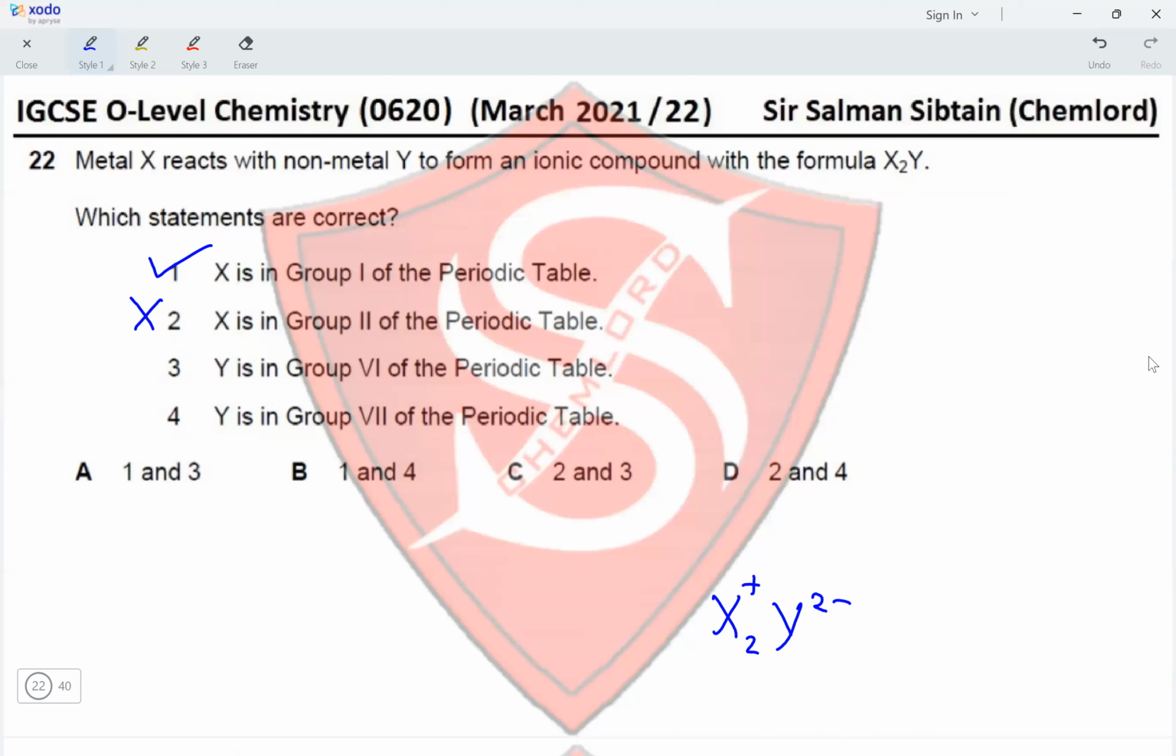Next, Y is in group 6 of the periodic table. Yes, because it has a charge of -2. And Y is in group 7. Since it is in group 6, it cannot be in group 7. So only statements 1 and 3 are correct, making option A the correct option for this question.